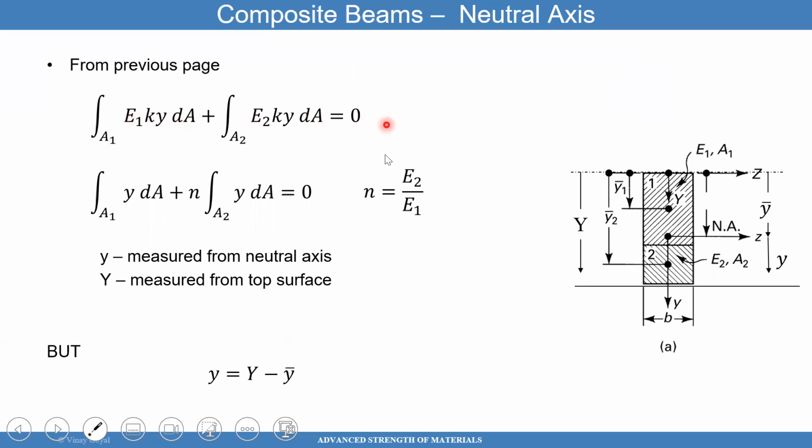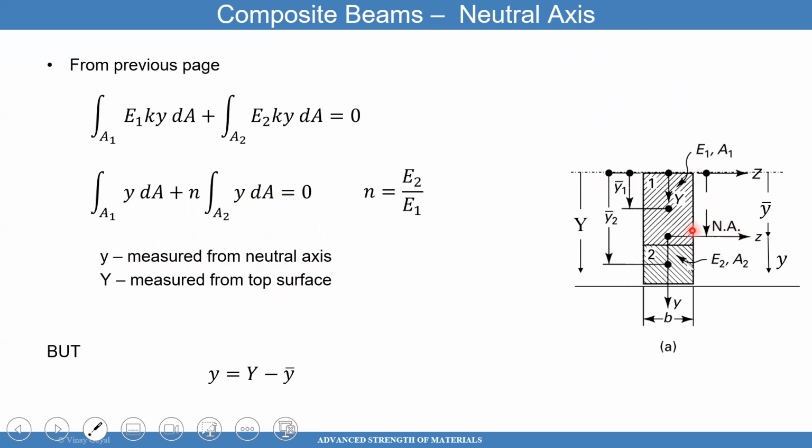So from the previous page, we have this. You can see here k can cancel out. And if I divide E2 by E1, I define that as n. Then you can see here, if I divide this whole thing by E1, I get E2 divided by E1, that's n. So I'm going to use E1 as my reference material, and I'll transform all the other materials relative to E1. Lowercase y is measured from the neutral axis, and uppercase Y is measured from the top surface.